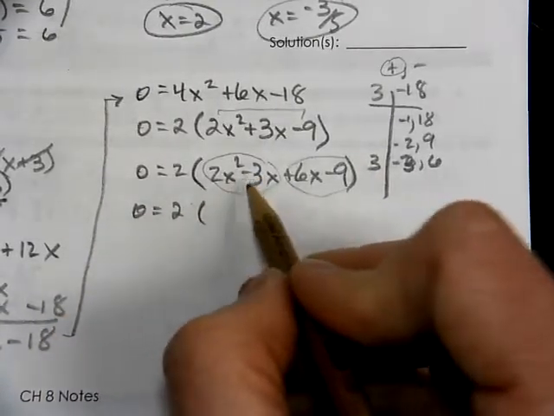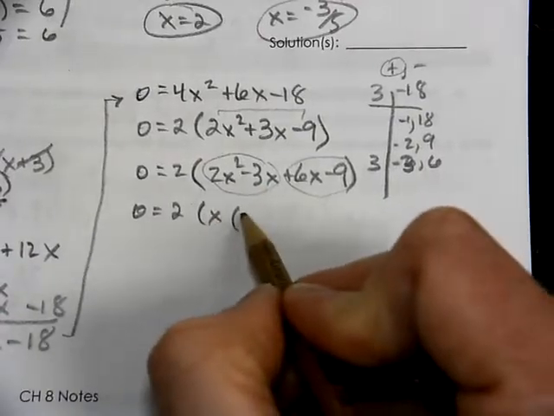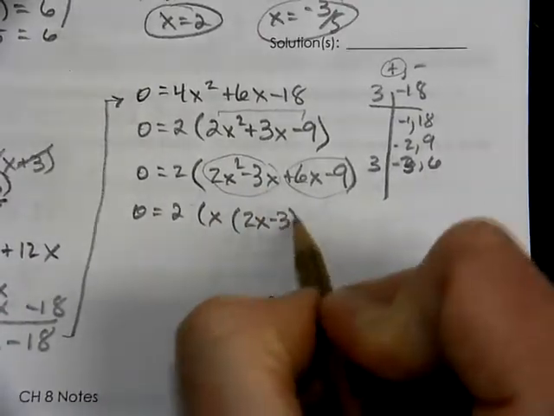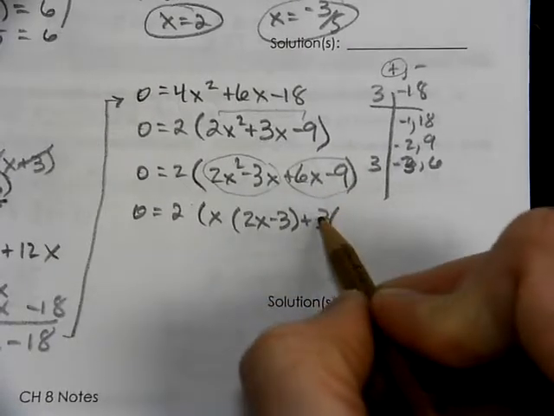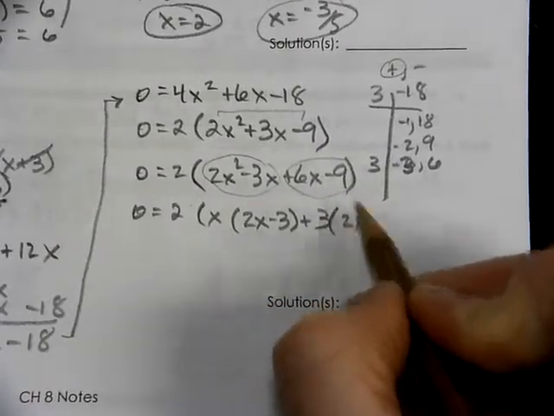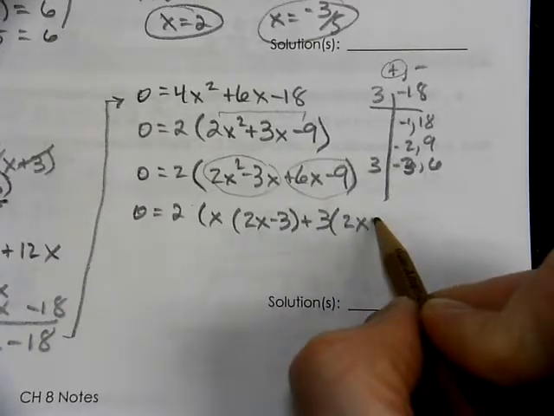So what I can factor out of here is an x, left with 2x minus 3. Bring down my sign. Factor out a 3. 3 times 2x. 3 times 3.